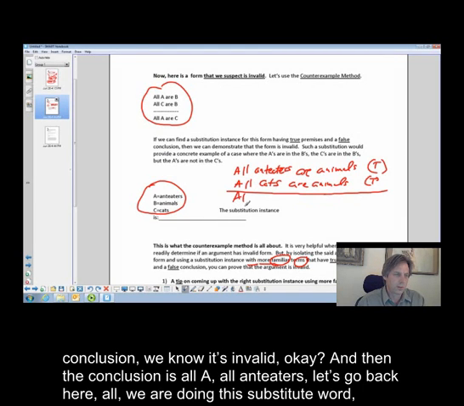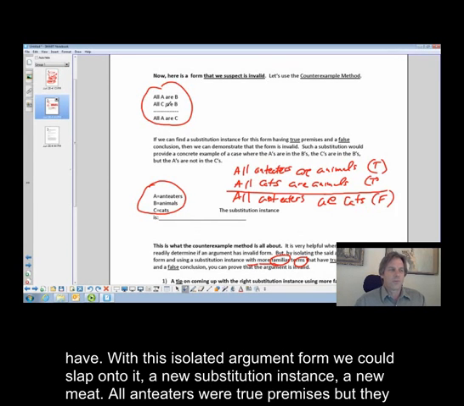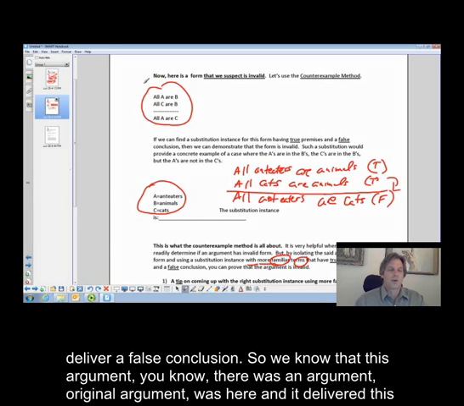Okay? And then the conclusion is all anteaters. Let's go back here. We're doing the substitute. We're constructing the substitution instance right now. All anteaters are cats. All right. Are all anteaters cats? True or false? That is false. So look what we have. With this isolated argument form, we could slap onto it a new substitution. It's a new meat. All anteaters, with true premises, but they deliver a false conclusion.